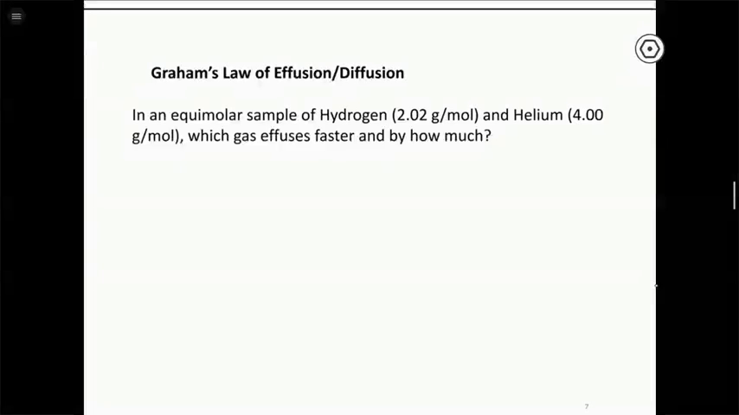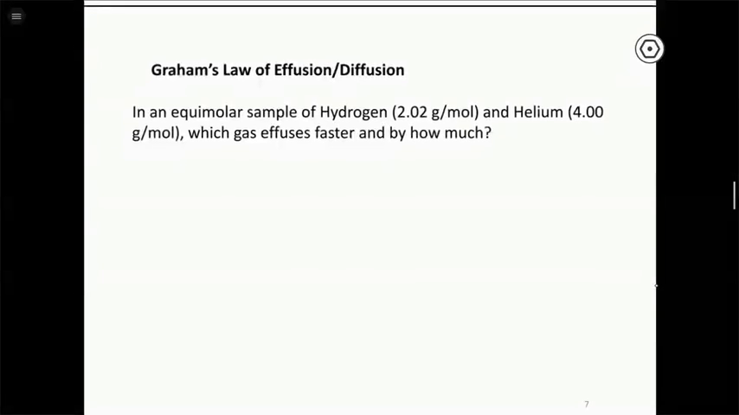So first, starting with a very straightforward one, which is just dealing directly with the rates of effusion. So we have an equal molar sample of hydrogen and helium. Hydrogen has a mass of 2.02 grams per mole, H2. Helium, which is just He, is 4 grams per mole. That's the atomic mass of helium. And we want to know which one effuses faster and by how much.